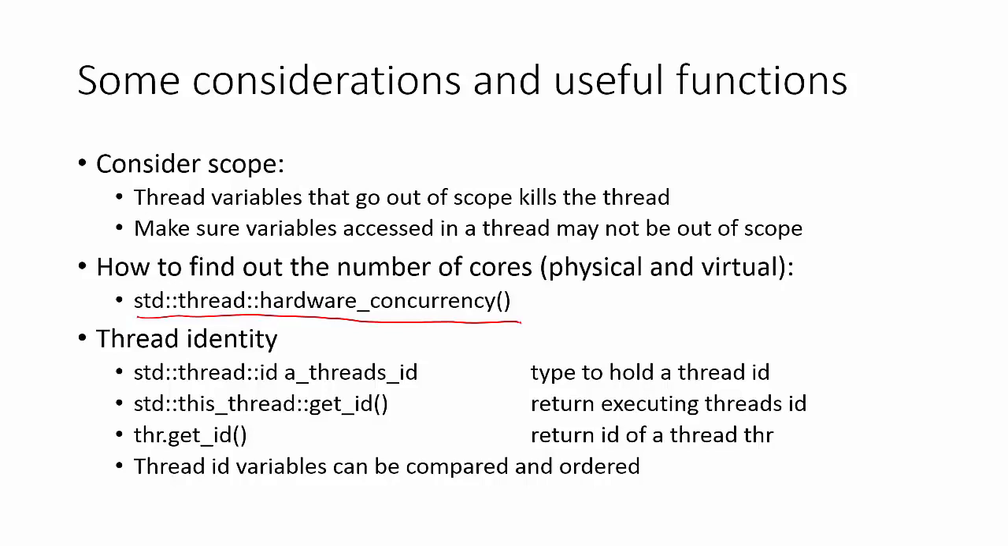Each thread has a thread identity with a particular type, std::thread::id. You can get the identity of the running thread by calling the method get_id on this_thread, which refers to the currently running thread, or on any thread variable, .get_id will return the thread ID. Now, this is typically not a very sensible number in the sense that it goes from 0 and upwards, but it's an ID that can be compared and ordered. So it's guaranteed that threads that are created in a certain order have thread IDs that can also be ordered in that same way. So you can compare thread ID variables and you can order them. And if two thread ID variables are the same, they refer to the same thread.